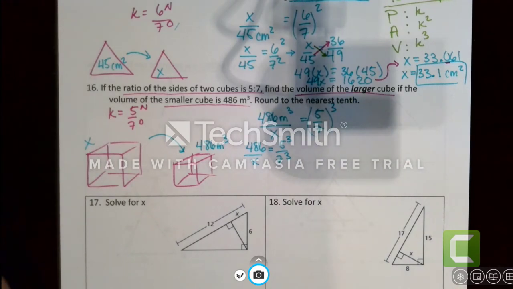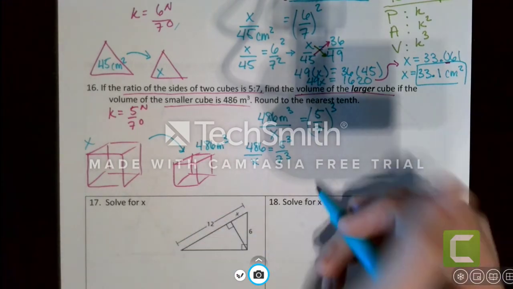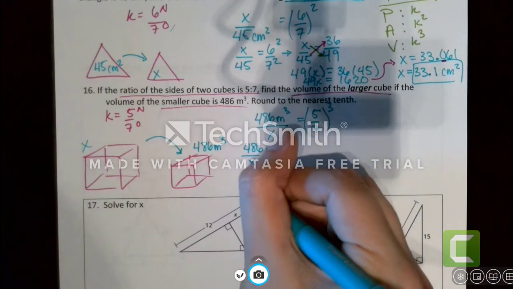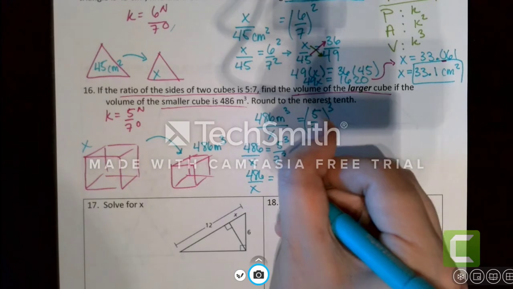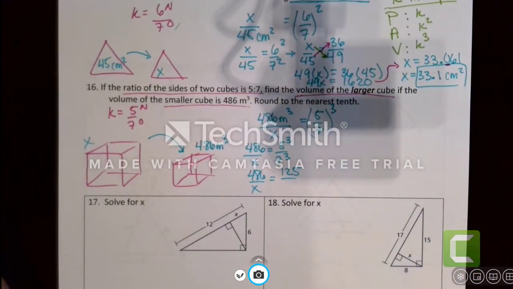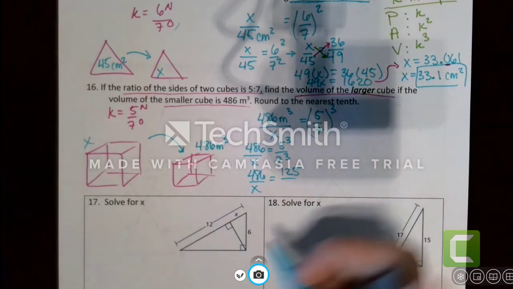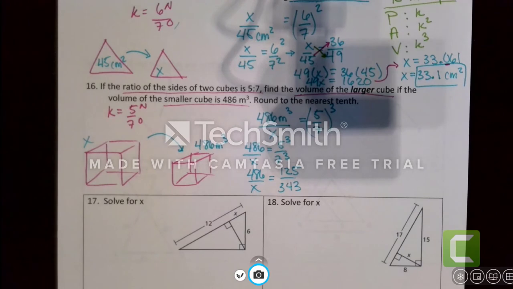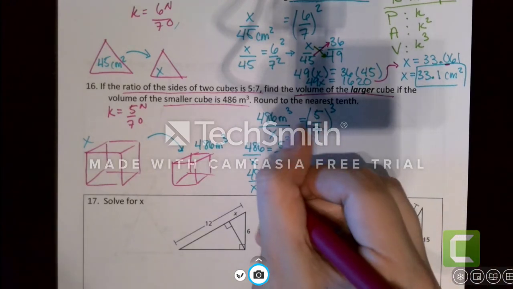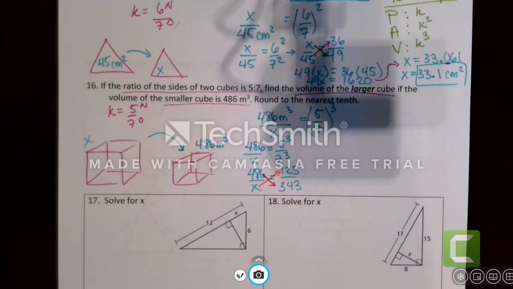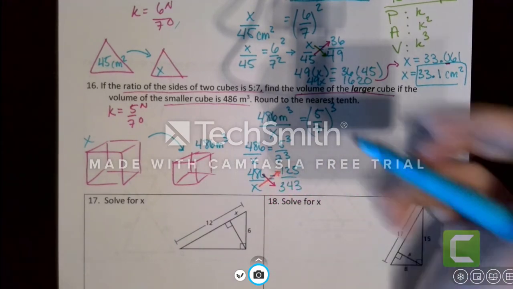5 cubed is about 125. So 486 over x is equal to 125 over, and then 7 cubed is equal to 343. The next step is simply to just cross multiply. So once you cross multiply, you should have an equation that looks like this.